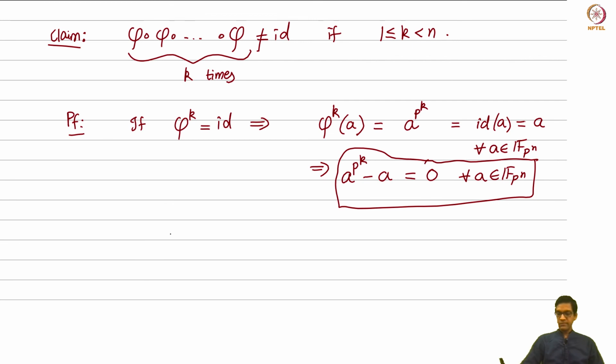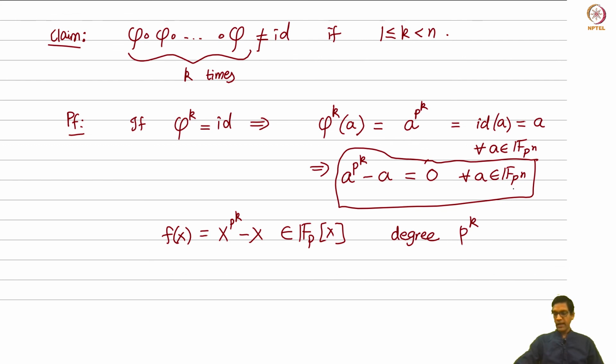But observe that if you look at this polynomial, x to the p to the k minus x, what's the degree of this polynomial? It's just p to the k. And what we are claiming is that this polynomial has p to the n roots, right? Because every element of F_p^n is a root of this polynomial. So this polynomial has p to the n roots in this extension field F_p^n.